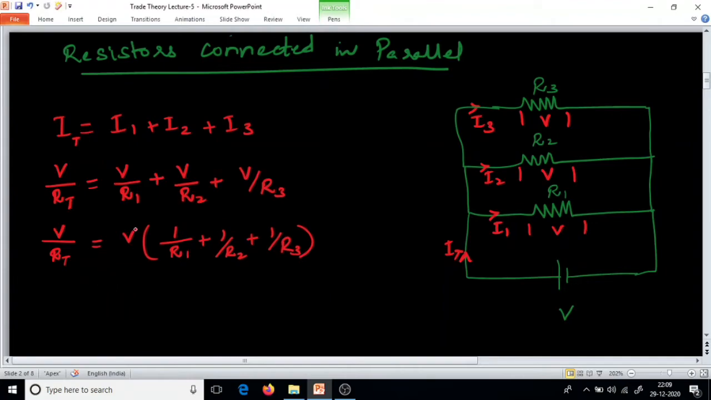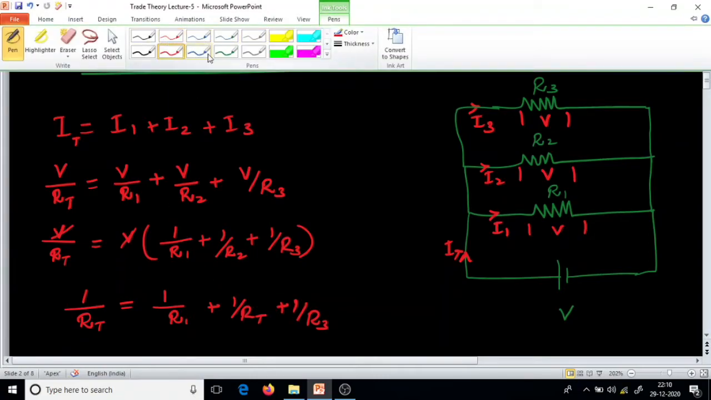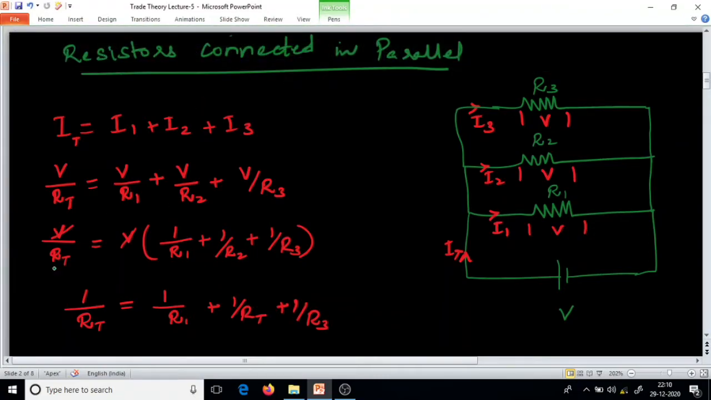Now we can cancel V, so we will get the equivalent resistance. 1 by RT equals 1 by R1 plus 1 by R2 plus 1 by R3. So this is the equation. This is how we find the equivalent resistance of resistors connected in parallel.